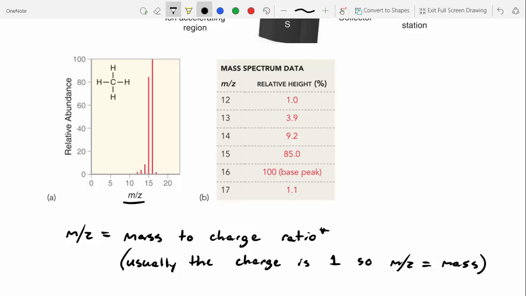All right, so let's take a look at that spectrum again. We've got methane. Carbon has an atomic mass of about 12, and we've got 4 hydrogens, so we just do some simple math: 12 plus 4, we would anticipate that the mass of methane should be 16. If we look at this, 16 is right there. That corresponds to this peak. What the heck are all the other peaks?